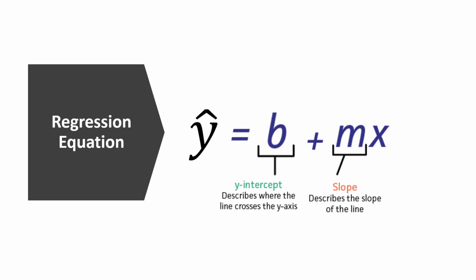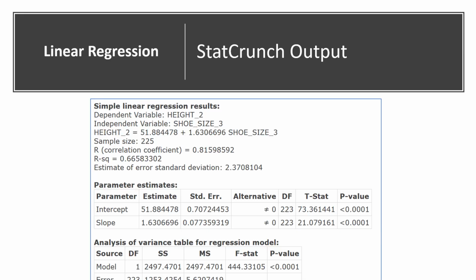This is how StatCrunch outputs the values. The first value is the y-intercept, and the second value is the slope, and that is always multiplying your independent variable. So here's the StatCrunch output for shoe size versus height. The dependent variable is height, the independent variable is shoe size. So we would use this linear model to take a shoe size to predict the height.